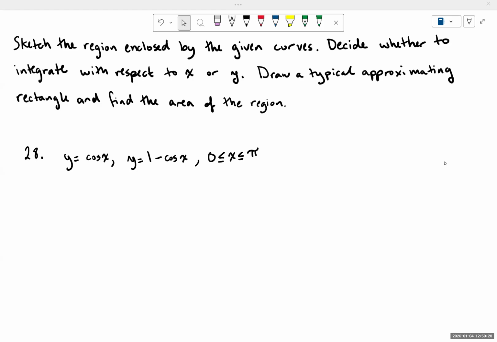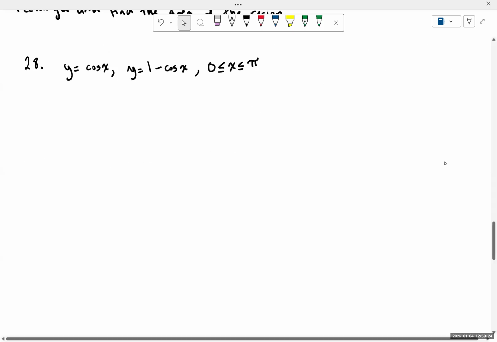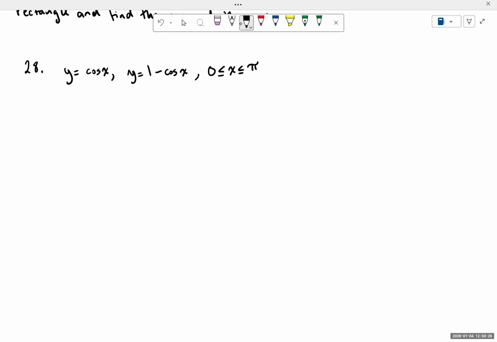Our next example does have some trig functions. So, big deal, right? We just gotta draw it. And what's nice here is that they told us that x goes from 0 to pi. So I don't have to draw everything. I just want cosine of x from 0 to pi.